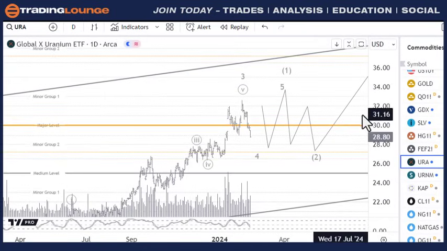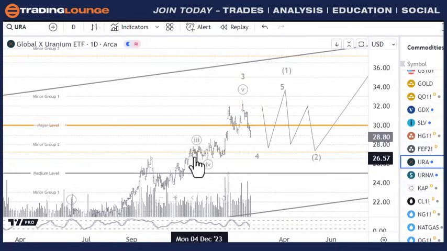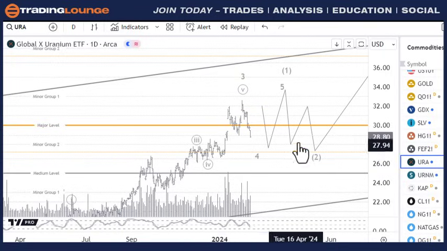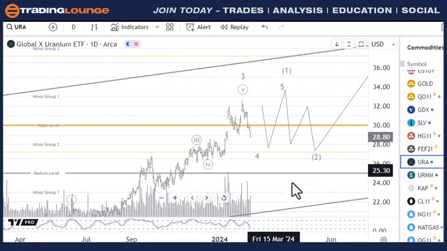So group one is 31, 32, and 33 for URA, and then group two down here is 28, 27.50, and 26.50 here, 27.20 rather, and 28. And we can see that there's good support here. So this is just going to be a ball bouncing in this particular space here for ages. So nothing to do here.